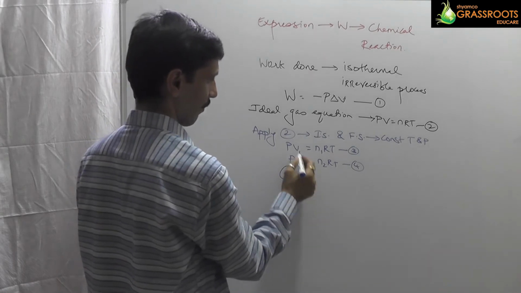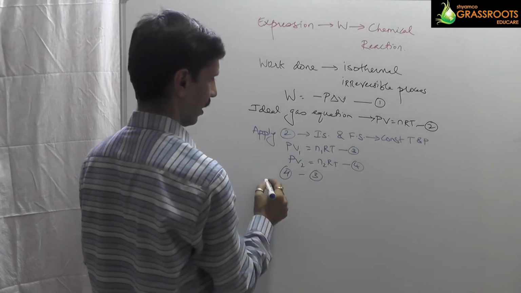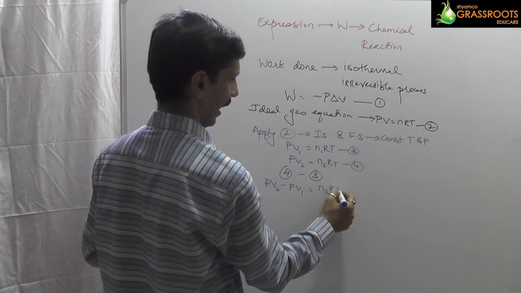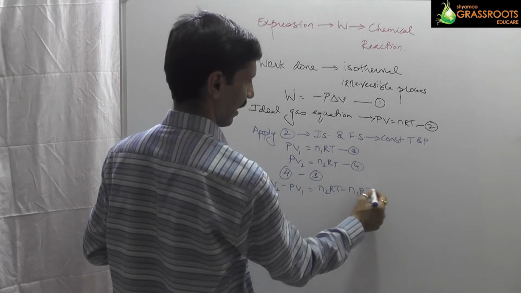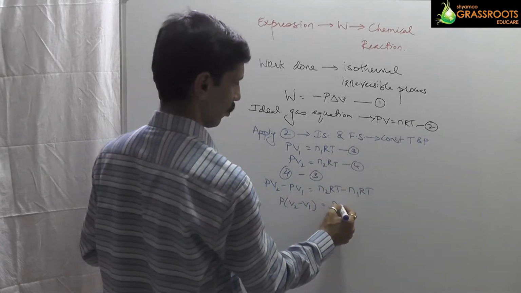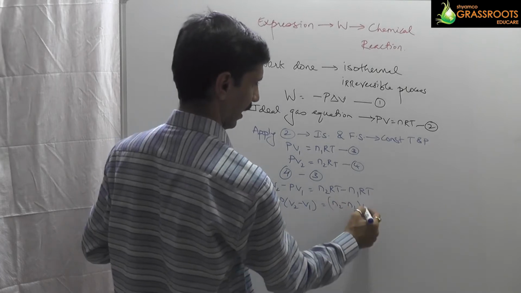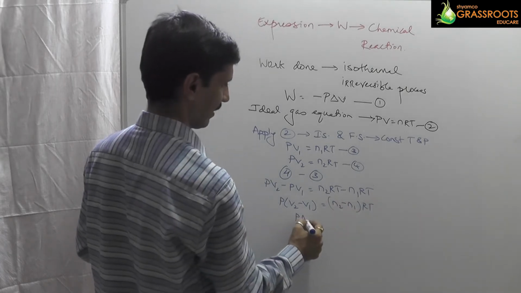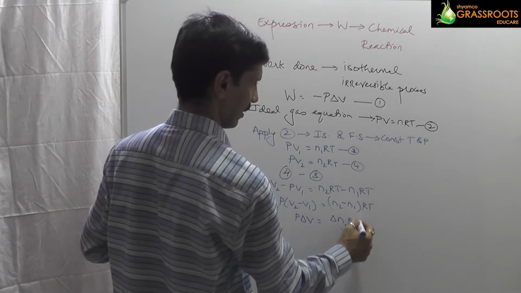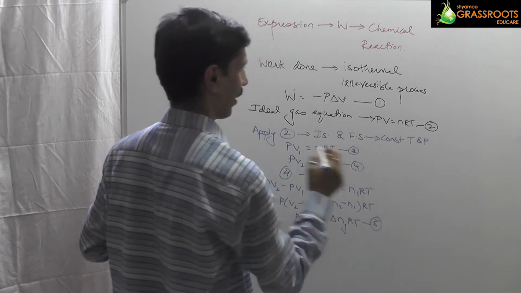So final minus initial है, so 4 minus of 3. So we have PV2 minus of PV1 is equal to N2 RT minus of N1 RT. So P common है, so V2 minus of V1 is equal to N2 minus of N1 into RT. So P delta V is equal to delta NG RT. Okay, this is equation number 5.